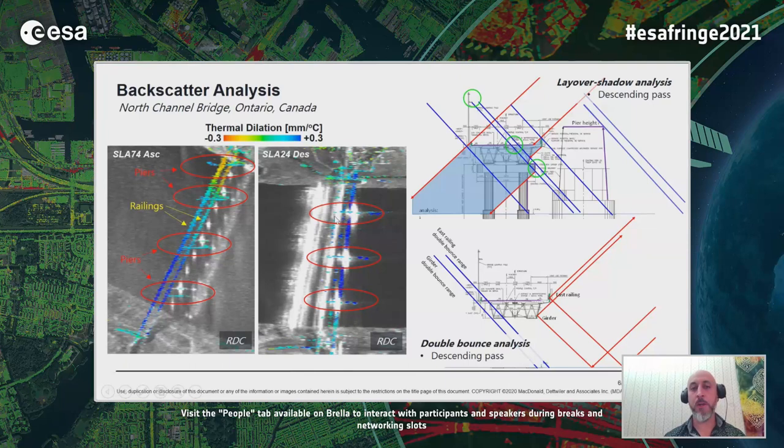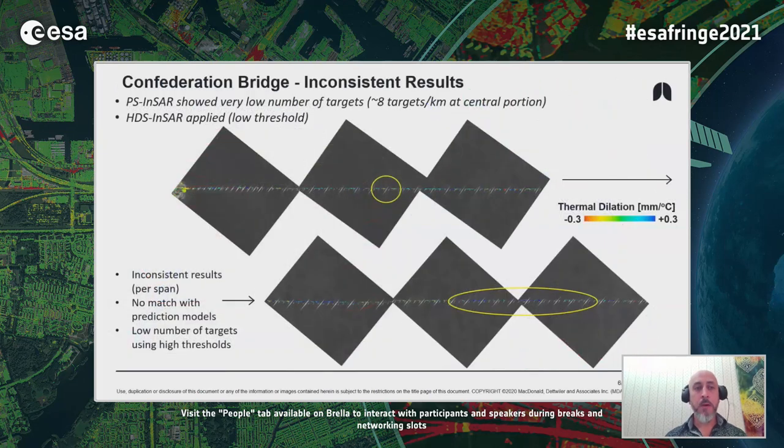So basically we have a very small number of PS targets for this case. This of course exemplifies the importance of selecting the proper viewing geometry for monitoring different bridges. Finally, we have here the configuration bridge.